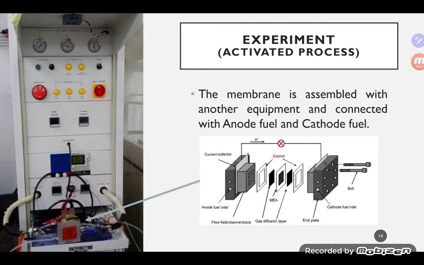So in activated processes, this is a machine that we use to activate the cell. The membrane is assembled with another equipment and connected with the anode and cathode fields. As you see here, this one and this one is an anode field and a cathode field. So as you see in this box, it is a structure of MEA. It is the structure of the fuel cell that I showed you in the previous slide here.